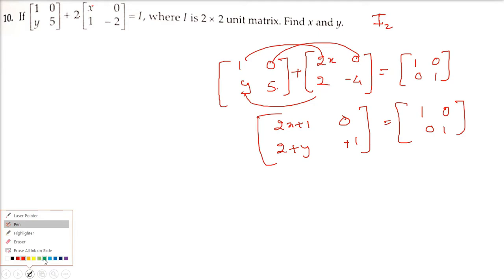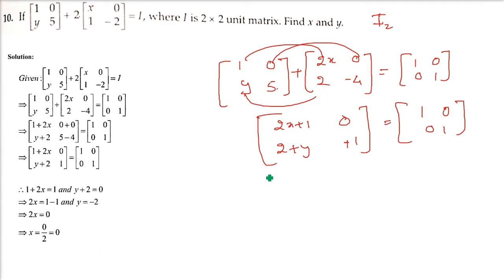Now you can just equate the corresponding values, right? So 2x plus 1 is equal to 1, and 2 plus y will be equal to 0. From here you get y equals minus 2. From here you get 2x equals 1 minus 1, 0, so x equals 0. So this is the x and y value.